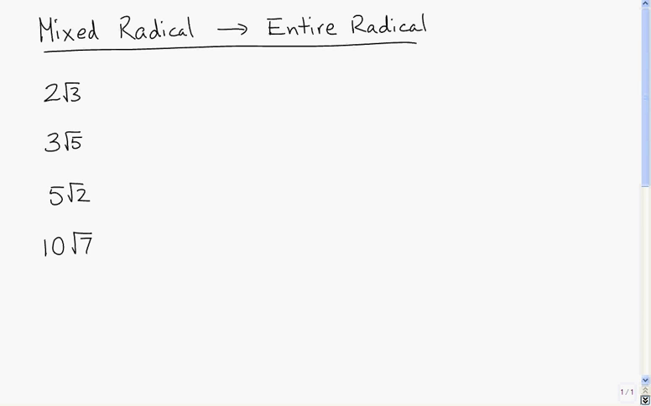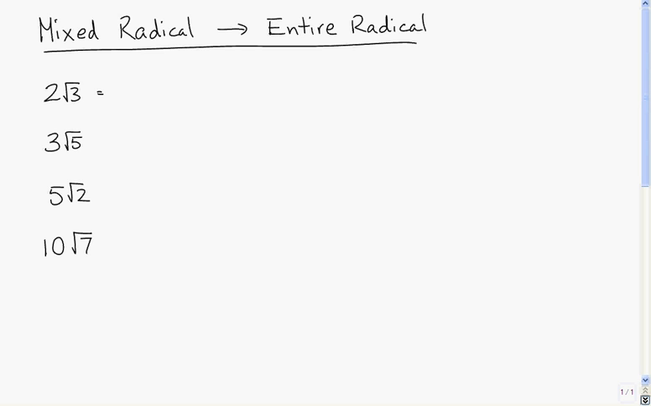In this video, we're going to see how to turn a mixed radical into an entire radical. So the examples on the left here, 2 root 3, 3 root 5, 5 root 2, 10 root 7, these are all examples of mixed radicals. In the first one, 2 root 3, we can refer to 2 as a coefficient. And the idea here is to turn this into an equivalent expression that is just simply root of something.